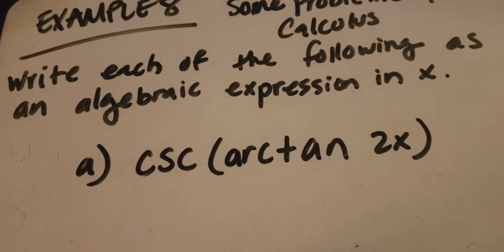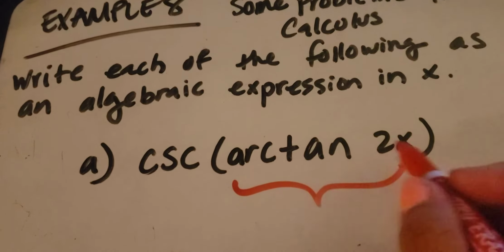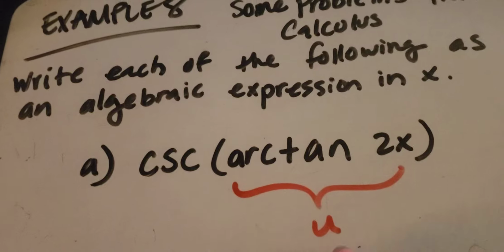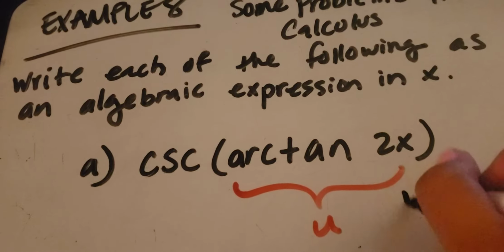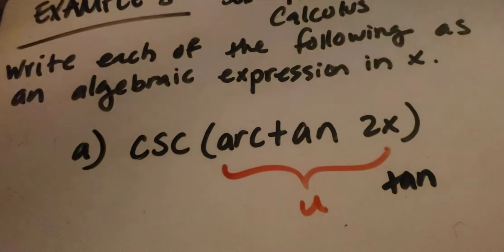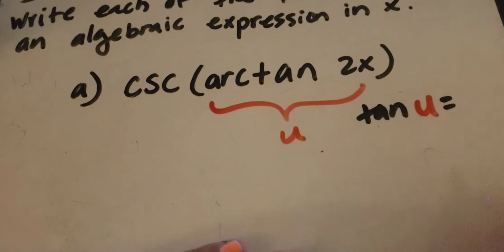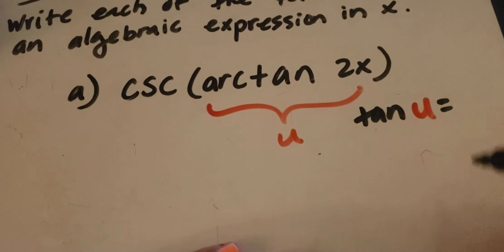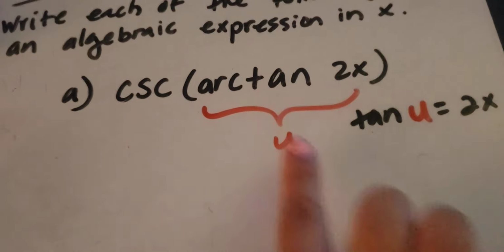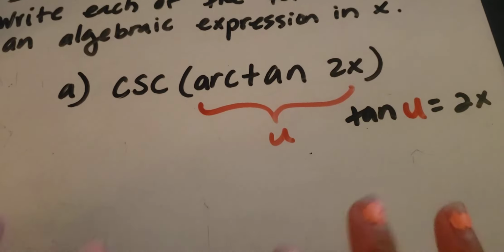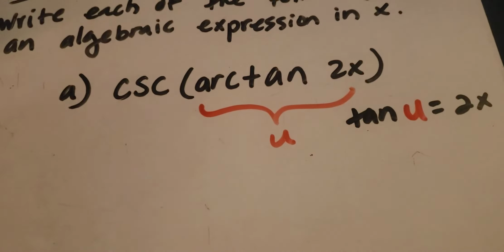So similar to what you did earlier, we're going to start off by calling what's inside the parentheses u. So remember, u is arctangent of 2x. So I can rewrite this as tangent of u, and tangent of u is the same as 2x. So we know that much. Again, I'm not really skipping steps, but just not writing everything, if that makes sense.